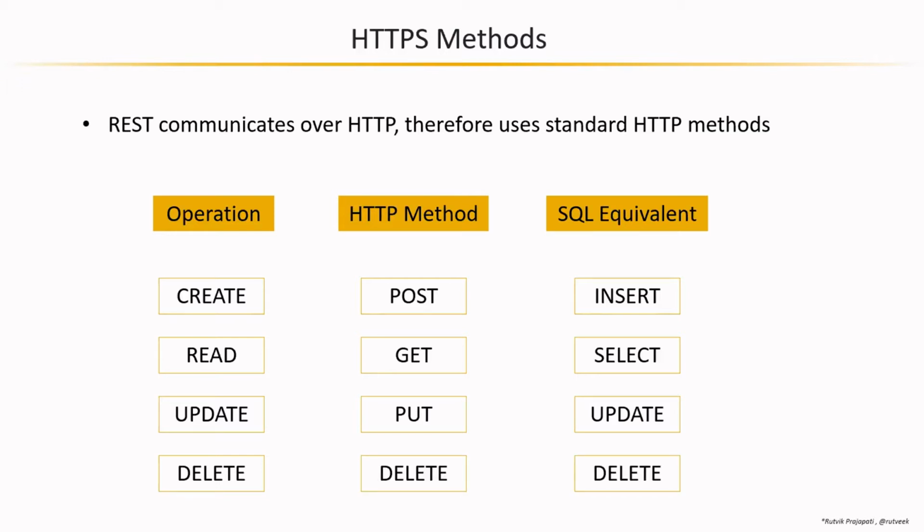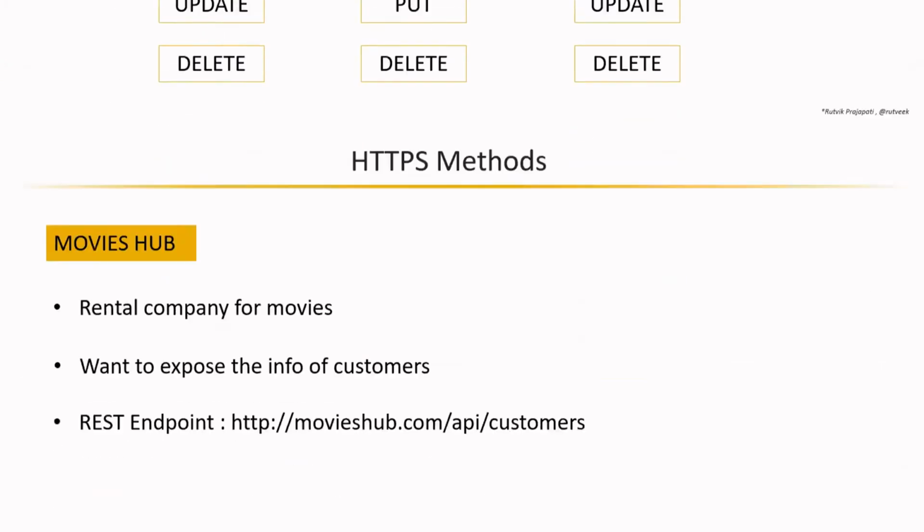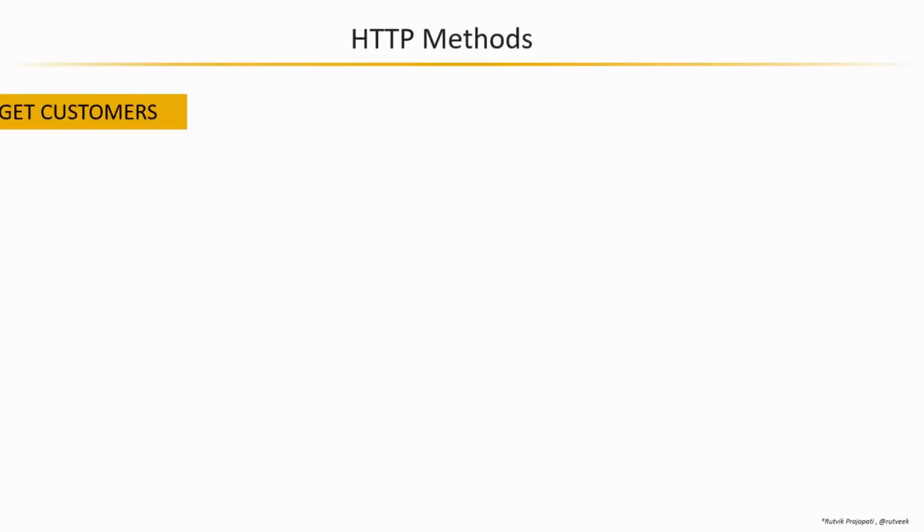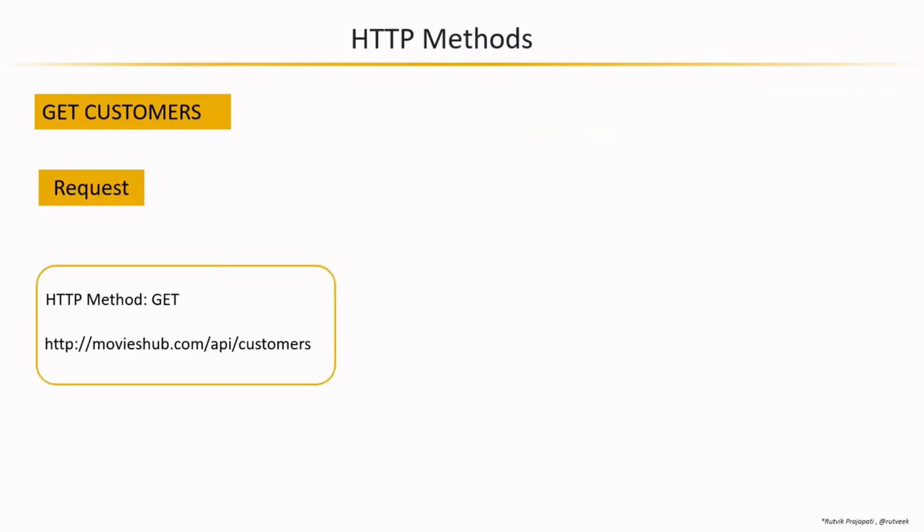Now I am going to quickly cover how all these methods work. Let's assume that we have a movie rental company named Movies Hub, and we want to expose the information of our customers to the outside. The resource here is our customer, so we require an endpoint. As I mentioned on the screen, we have an endpoint URL to access the customer. First I want to get the list of all the customers. For that, I need to send the HTTP GET method.